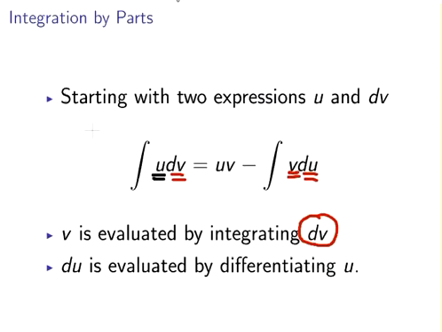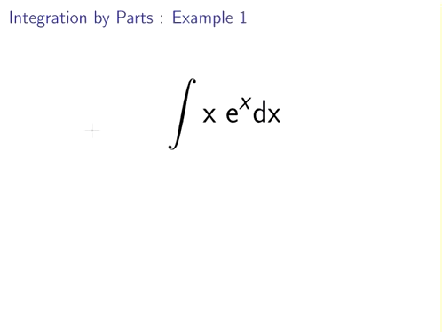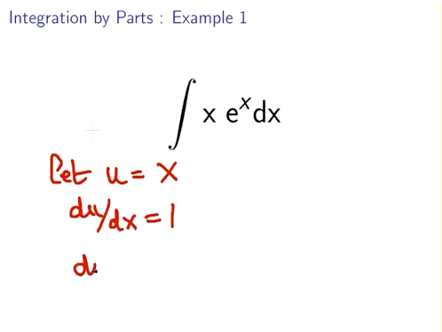Okay, so let's look at an example here. We have an expression here, x times the exponential of x, or e to the x, dx. So we have to identify one of these terms as u. So we're going to let u equal x. Necessarily du/dx is equal to 1. Therefore, du is equal to dx. We can perform simple algebraic operations like that. So u we have equal to x, and du is equal to dx.